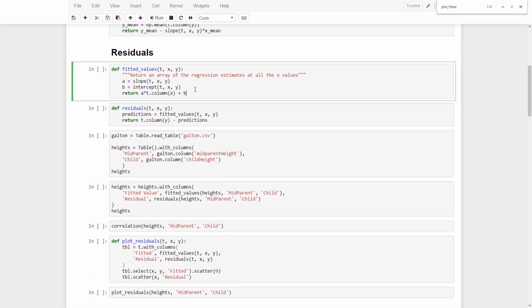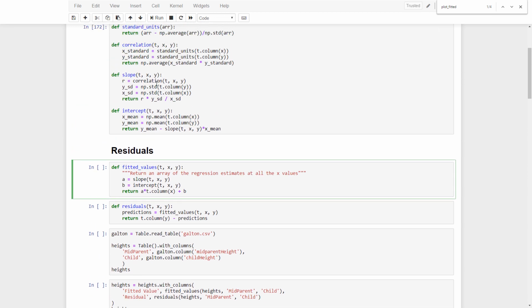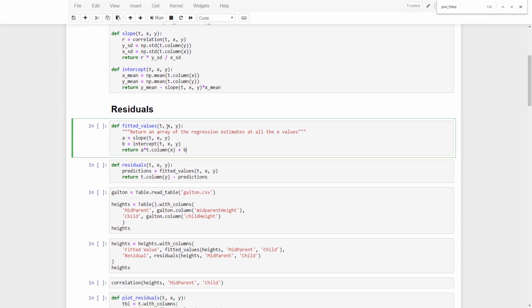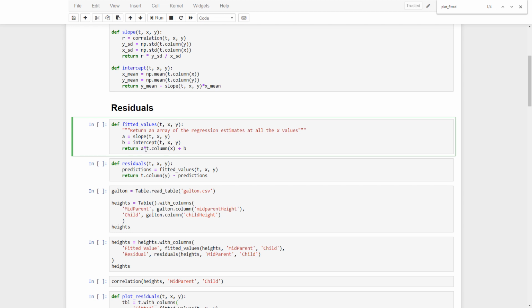We will define a function, fitted values. This function will take the table and the two columns as usual and return an array of all the estimated values for the x values. So it will compute the slope and the intercept, of course, using the functions that we defined earlier in the session, and eventually returns the array of the estimated values. We also define the residuals function, which will get the fitted values using this function and then compute the residuals, which are the difference between the observed values and the predicted values.